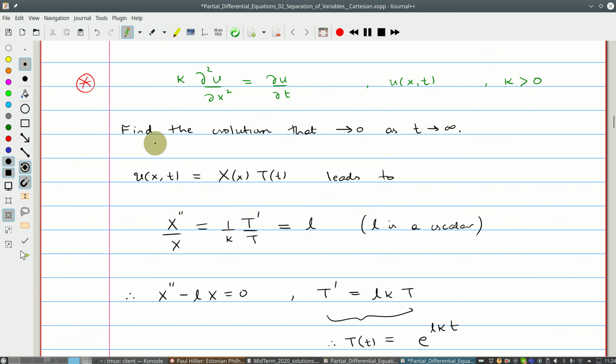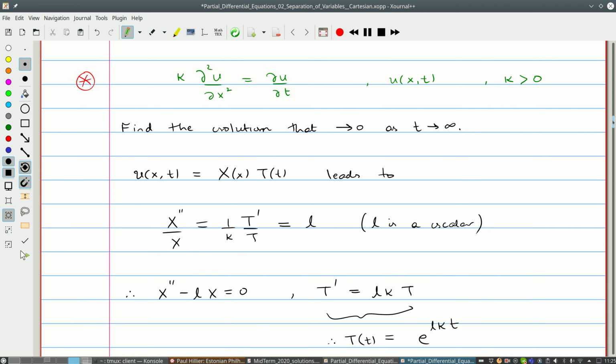So we are required to find the solution that tends to 0 as t tends to infinity. So now we are looking for a particular kind of solution, and let's see how this condition, which is a boundary condition, simplifies our solution or causes us to choose one over the other.